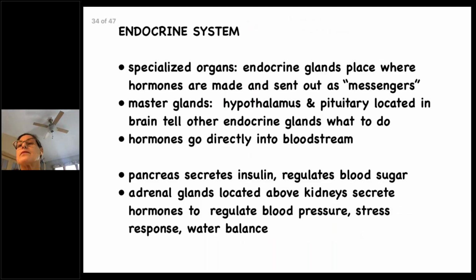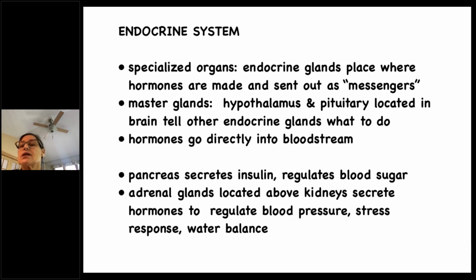The hormones are sent out as messengers. There are two glands that are called the master glands, and they're located in the brain, the hypothalamus and the pituitary, and they tell all the other endocrine glands what to do. Hormones go directly from the endocrine glands into the bloodstream.